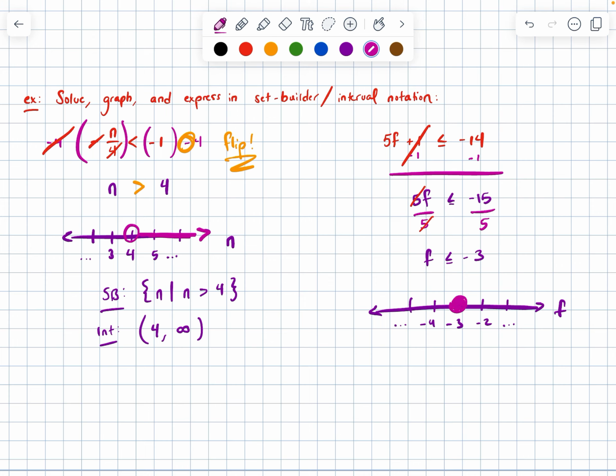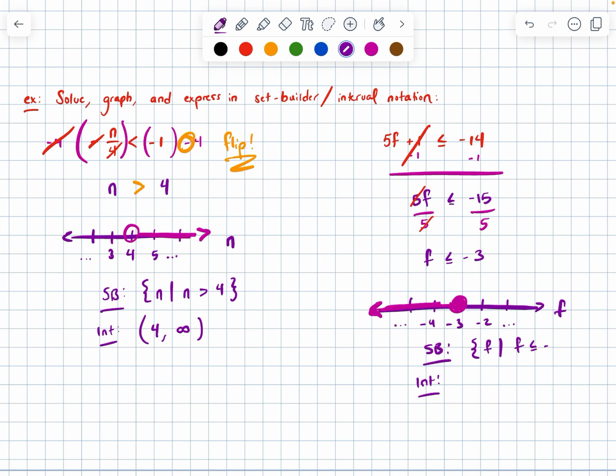In this case, is negative 3 in or out of the solution set? Well, it could be equal to negative 3, so negative 3 is in my solution set. My bubble gets shaded in. It's an answer on my test, and then I need to be less than negative 3, so I'm going off to the left. Finally, our home stretch, let's write our notations.